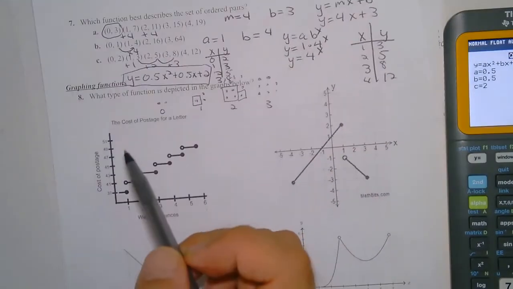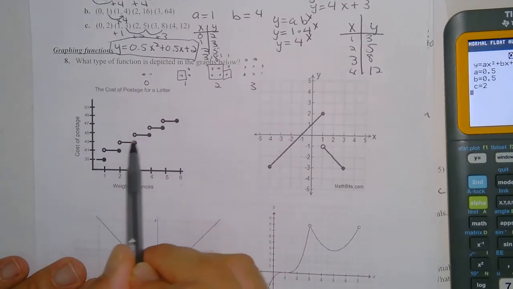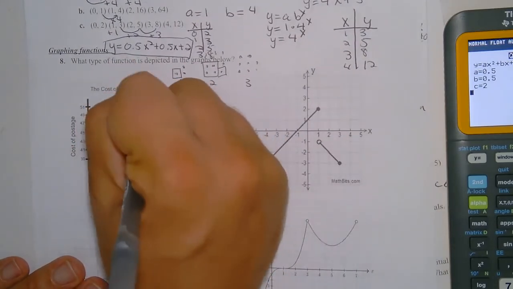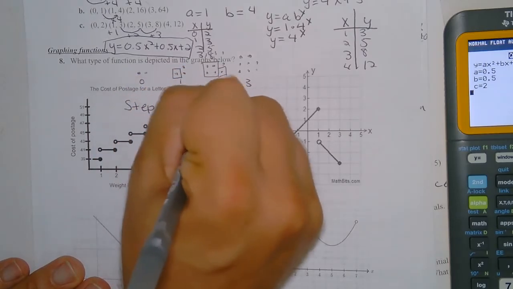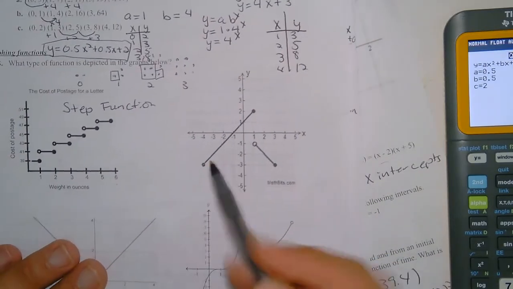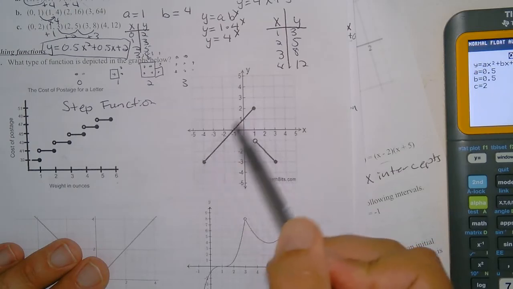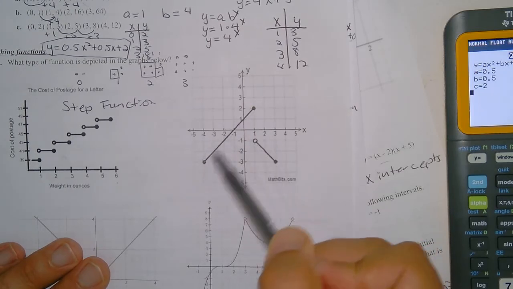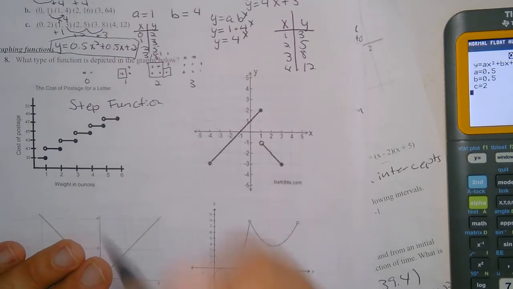Now to look at this function, what type of function is this? If you notice, this here is called a step function because it looks like steps. Here we have two different lines that are joined. This is called a piecewise function because on the domain from -4 to 1, this has one piece, and then from 1 to 3 for x, we have another piece.